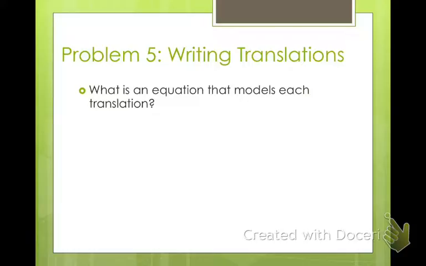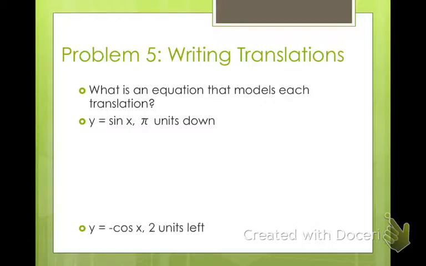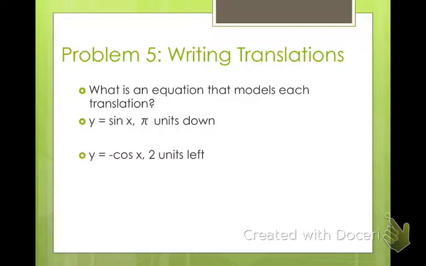Okay, for writing translations, what's an equation that models each translation? y equals sine x, and we're going to go pi units down. So in order to go down, is that inside the parentheses with our value of x, or is that outside? Well, up and down is outside, and since we're going down, it's going to be in a negative direction. So that means the formula for this one with the translation is y equals sine of x minus pi. I'm not sure, but Math Excel might have you put the x in parentheses just to signify that you know for sure that the pi is on the outside.